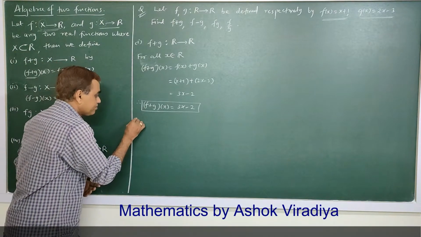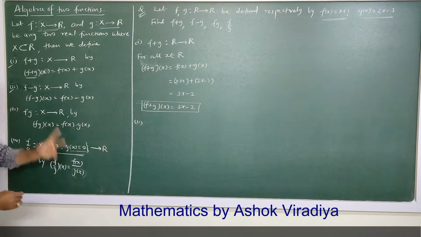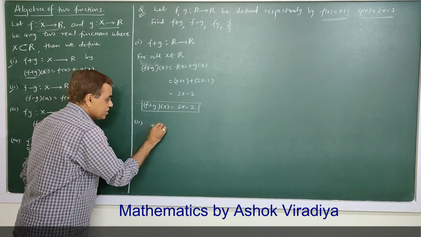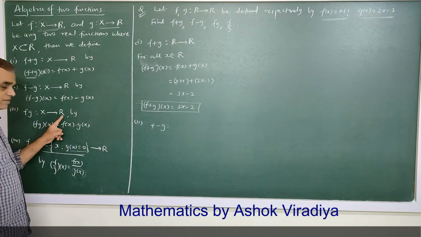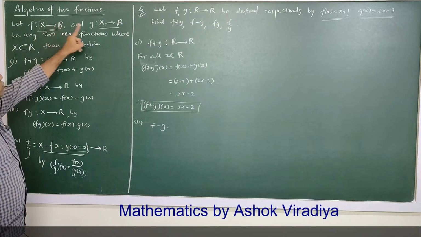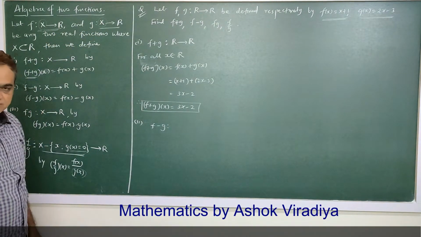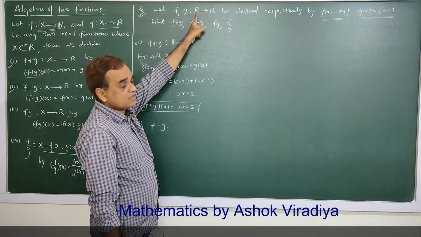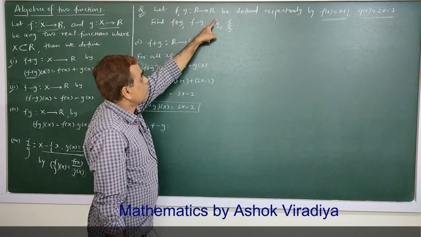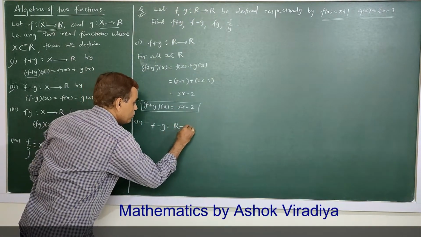Second, so that was the application of this statement. Now the application of this statement: the difference of two functions, f minus g. It is also from X to R. f is from X to R, g is from X to R, so f minus g is also from X to R. Here in place of X, R is given. So f is from R to R, g is from R to R, so f minus g is also from R to R.